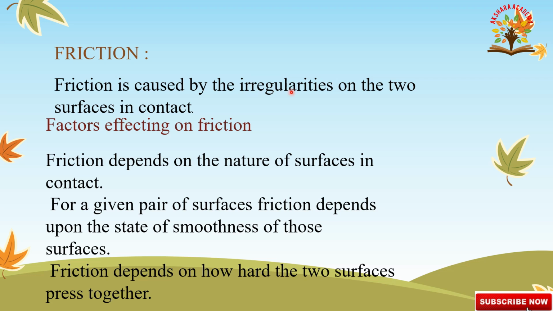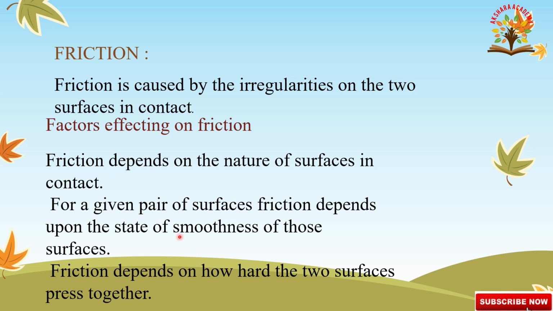Friction is caused by the irregularities on the two surfaces in contact. And the factors affecting friction: friction depends upon the nature of surfaces in contact. For a given pair of surfaces, friction depends upon the state of smoothness of those surfaces. Next one, friction depends on how hard the two surfaces press together. This is about the factors affecting friction.